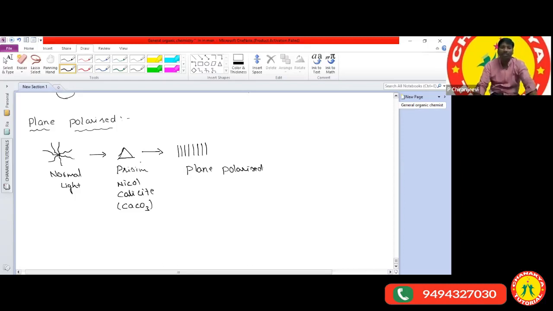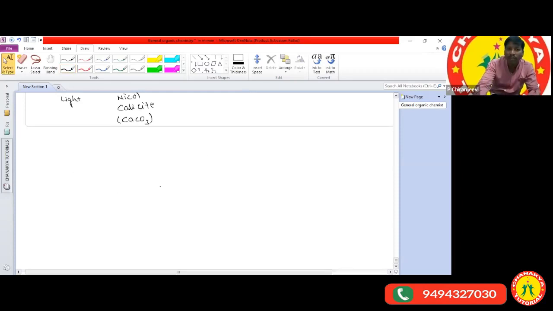So this is the basic information about optical isomerism. Now mainly we are going to enter into optical isomerism. What is meant by optical isomerism? Optical isomerism is completely experimental based. It's not theoretical based.